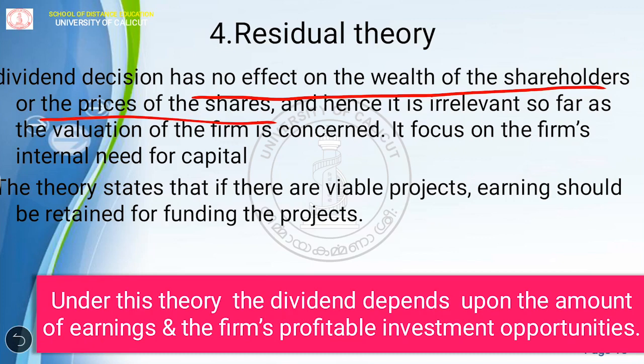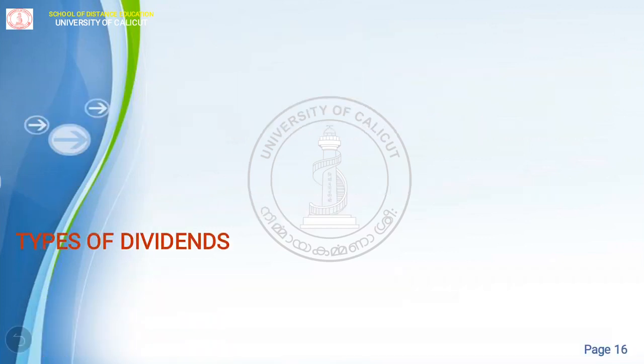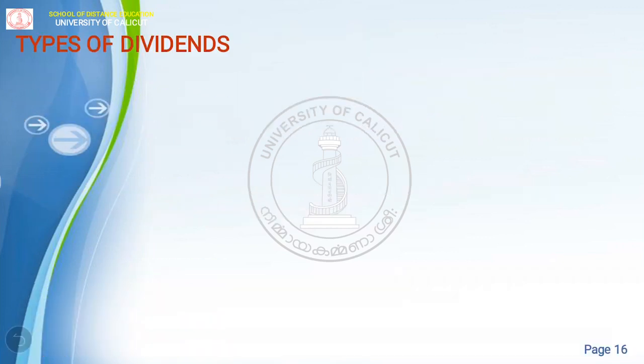So under the residual theory, the dividend depends upon the amount of earnings and the firm's profitable investment opportunities. That means if the firm has profitable investment opportunities, the firm has to invest its money in the profitable investment projects rather than distributing the dividend. This is the residual concept. So these are the major four types of dividend theories: relevance and irrelevance.